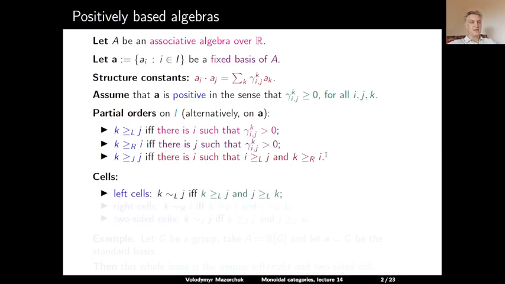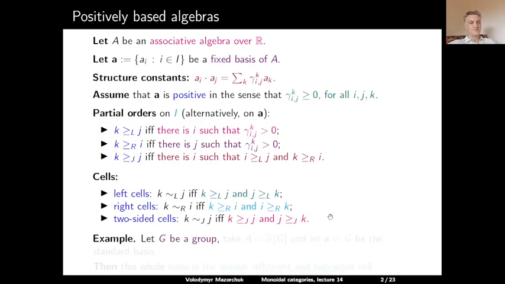So we have left cells: k is left equivalent to j if and only if k is left greater than or equal to j, and j is left greater than or equal to k. Then we have right cells: k is right equivalent to i if and only if k is right greater than or equal to i, and i is right greater than or equal to k. And we have the two-sided cells: k is two-sided equivalent to j if and only if it is two-sided greater than or equal to j, and j is two-sided greater than or equal to k.